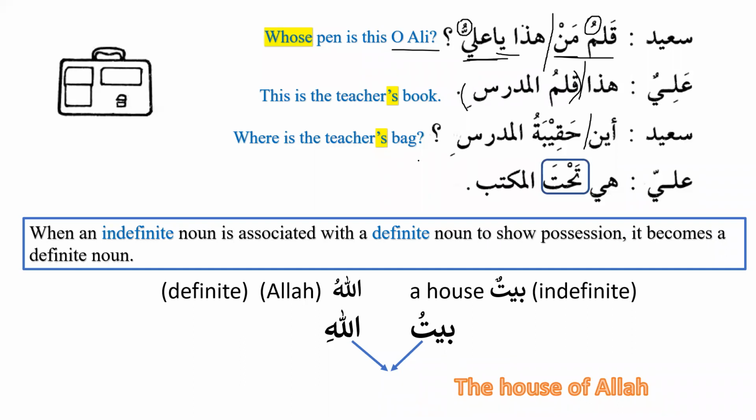So aina haqibat al-mudarrisi, where is the teacher's bag? Hiya tahta al-maktabi. Tahta means under. And you can see over here that I have put it in the box over here. Why have I put it there? For a reason. Tahta is a dharf. That means it is an adverb. But it functions as thing possessed. It functions as mudaf. Again, tahta is a dharf, an adverb, but it functions as thing possessed.